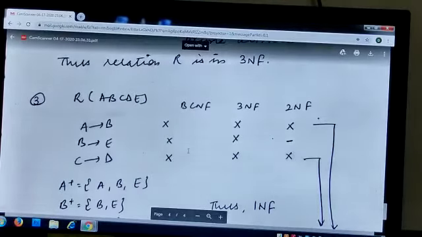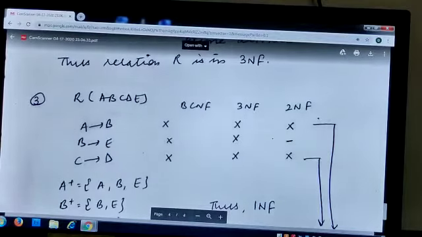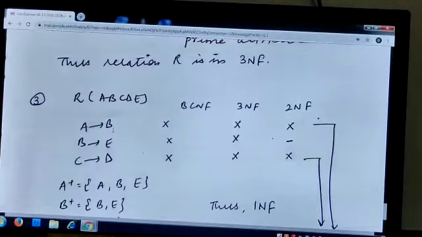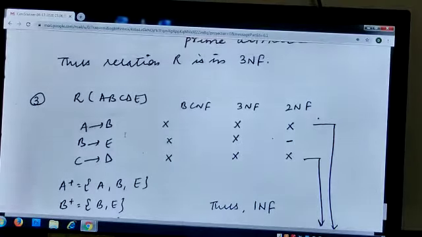Now let's check for 3NF. According to the definition of 3NF, either the left side should be a candidate key or the right side should be a prime attribute. A to B, neither the left side is a candidate key nor the right side is a prime attribute. B to E, neither the left side is a candidate key nor the right side is a prime attribute. C to D, neither the left side is a candidate key nor the right side is a prime attribute. It means all these three functional dependencies are violating the definition of 3NF as well.